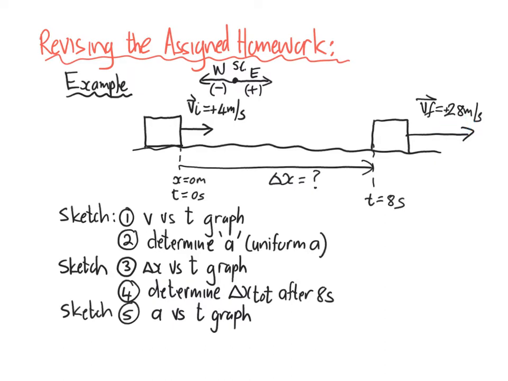You are asked to sketch the velocity versus time graph, then to determine the acceleration, and the assumption here is that the acceleration is uniform. We are looking at a consistent net force accelerating the system. There isn't a sudden change in the net force resulting in something called jerk. We are dealing with, in these problems, acceleration values that are constant.